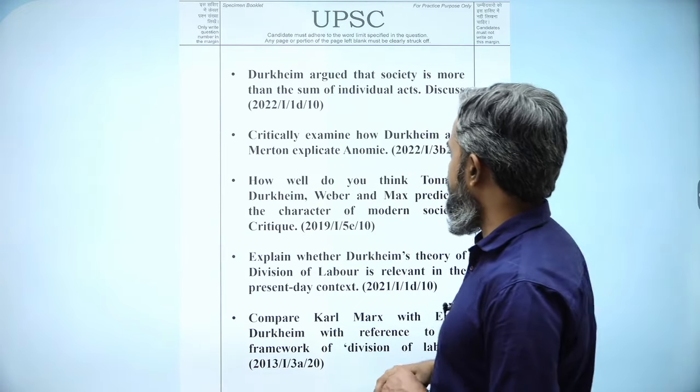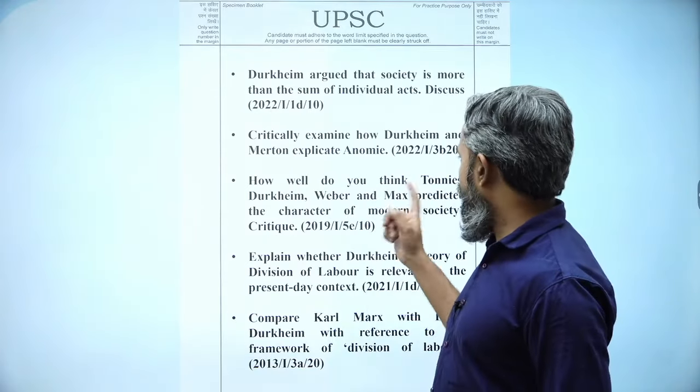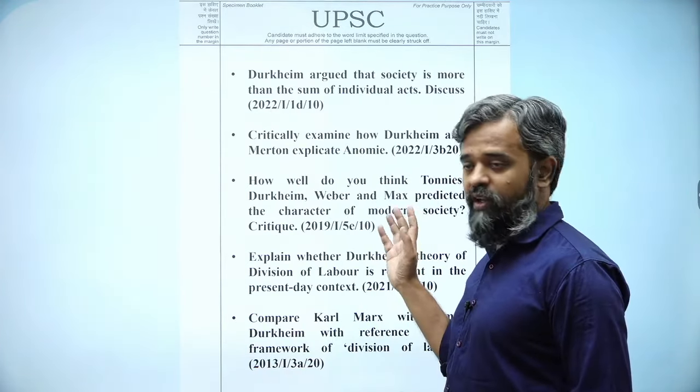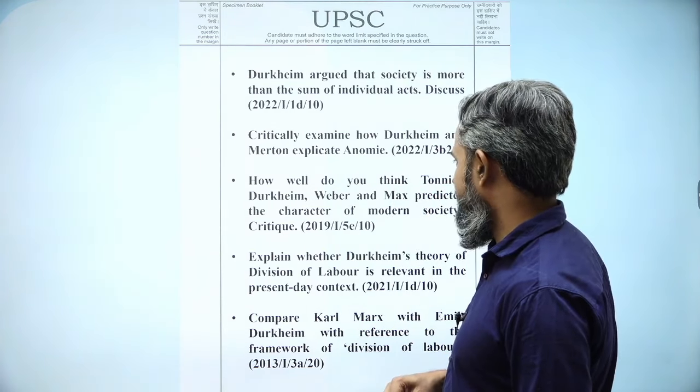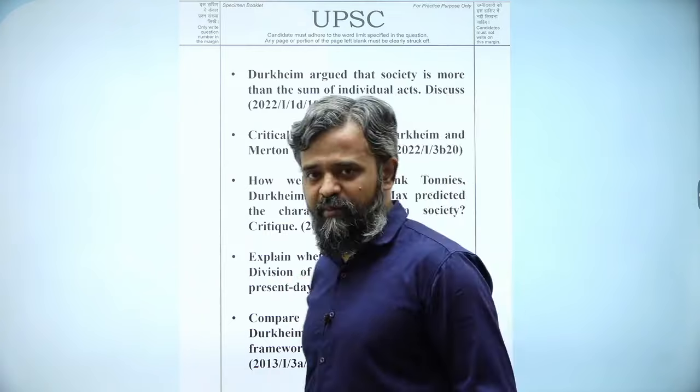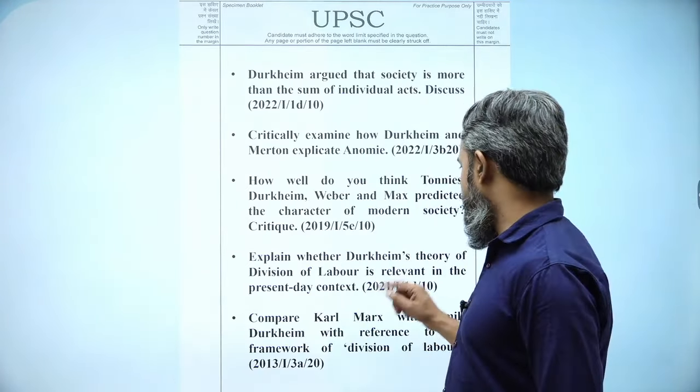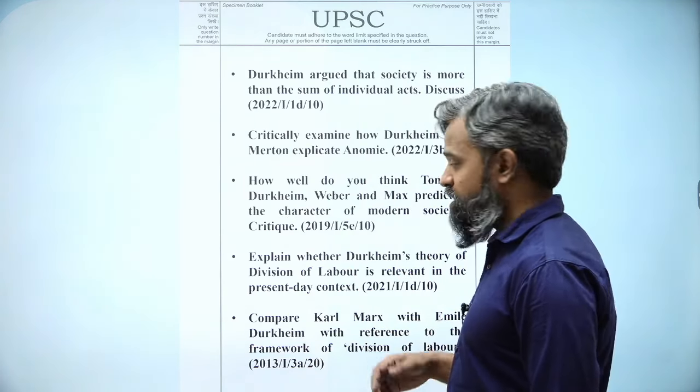Critically examine how Durkheim and Merton explicate anomie. How well do you think Ferdinand Tönnies, Emile Durkheim, Weber and Marx predicted the character of modern society? There's a spelling mistake here. It's not Max, it's Marx. Then explain whether Durkheim's theory of division of labor is relevant in the present day context.